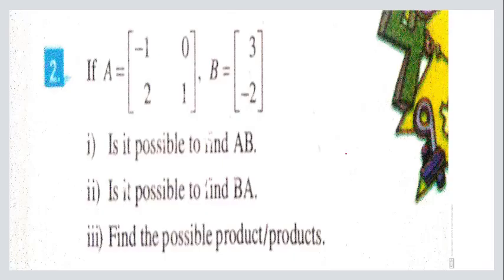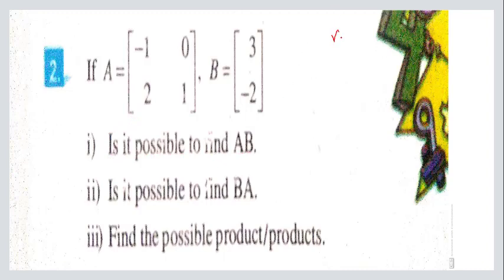Now coming to the question number 2, if A matrix is equal to -1, 0, 2, 1 and B matrix is equal to 3, -2, you need to find out. Number 1, is it possible to find AB? AB means if you can multiply A with B.